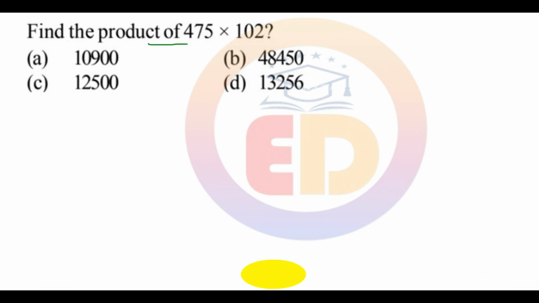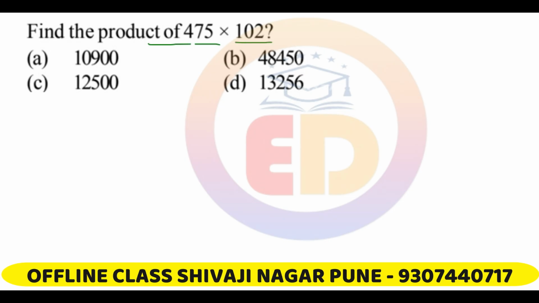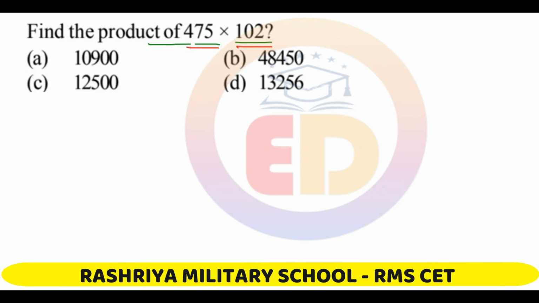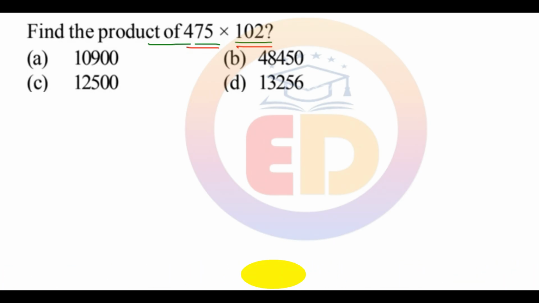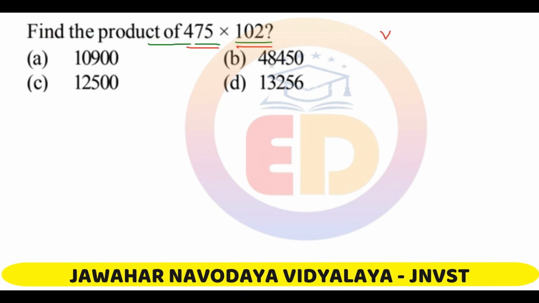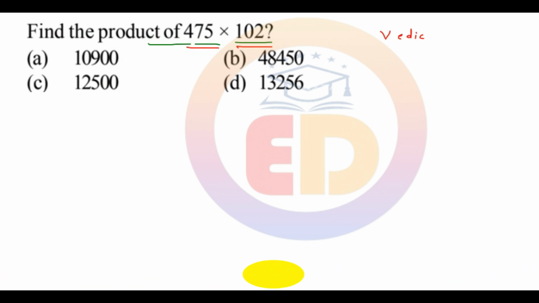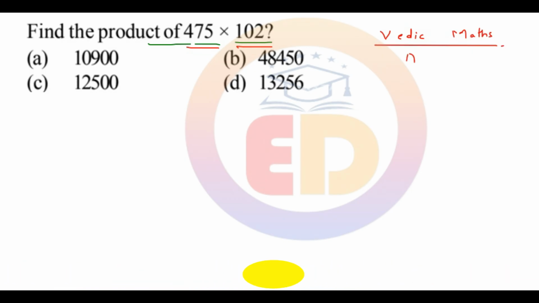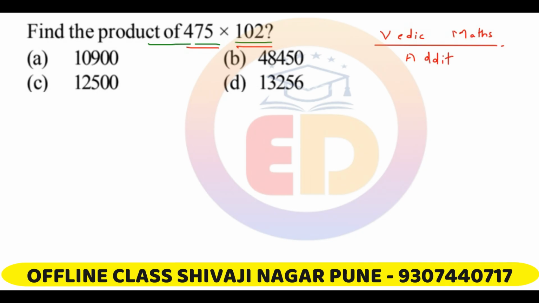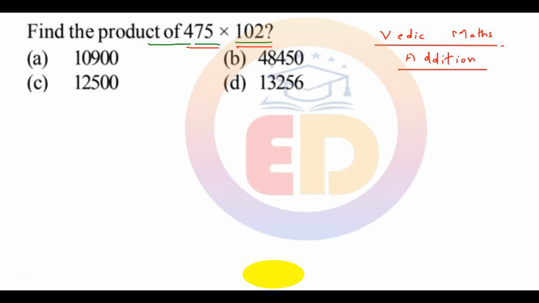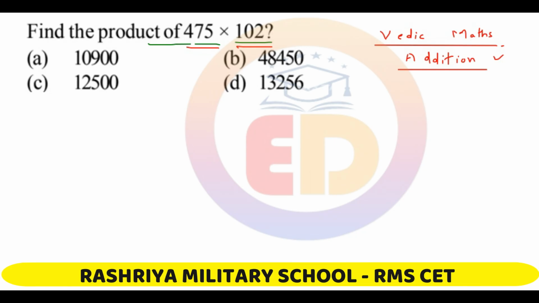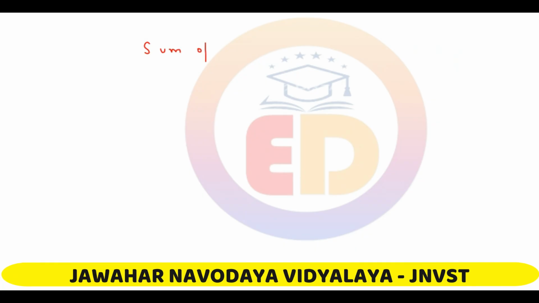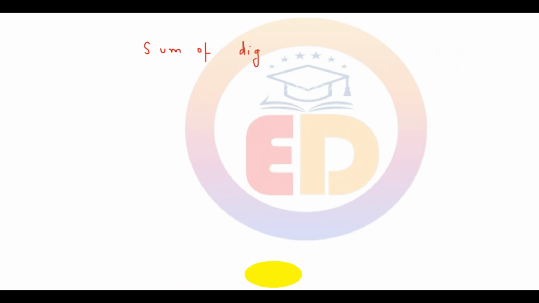Find the product of 475 multiplied by 102. Now there are multiple ways of solving this question, and one of the easiest techniques will be using the Vedic math approach. In the Vedic math approach, we use the addition method. Everybody, please pay attention to the addition method. In the addition method, we take the sum of the digits.